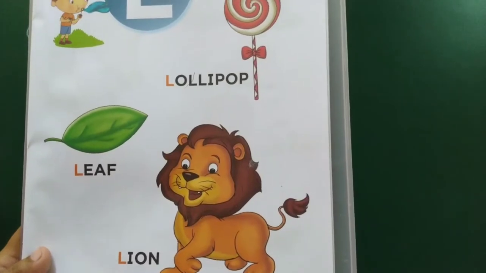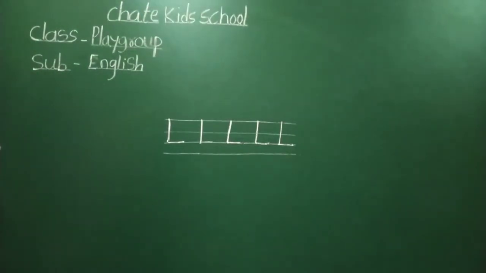L for lollipop. Leaf. Lion. आणखीन काय काय येतं एल पासून? लेमन, लॅम्प.